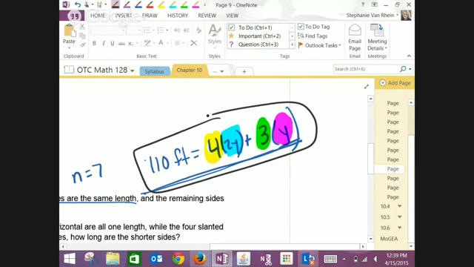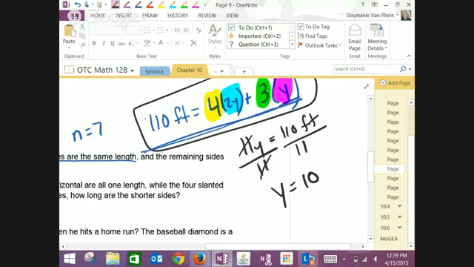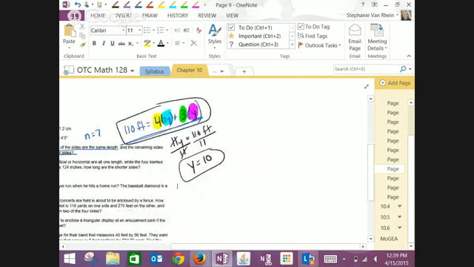8y plus 3y equals 110. Combine like terms. 11y equals 110. Divide by 11. That's how it works. So y is 10. So you can test yourself.